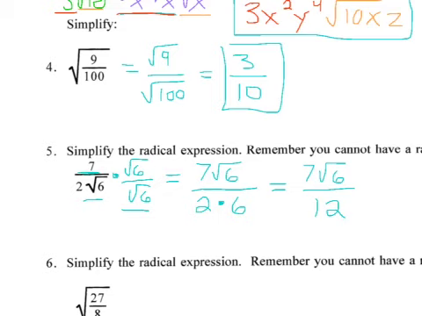Remember that if you multiply 7 and root 6 together, it is not the square root of 42 because this 6 is trapped inside the radical. So we're not allowed to multiply 7 and 6 together.